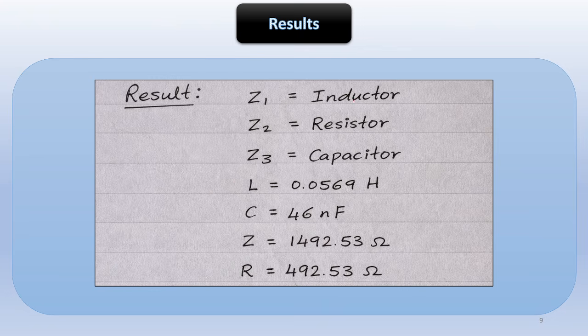So Z1, Z2, Z3 are the inductor, resistor, and capacitor respectively. The result: the inductor, capacitor, impedance and resistor, you calculated using the formulas.